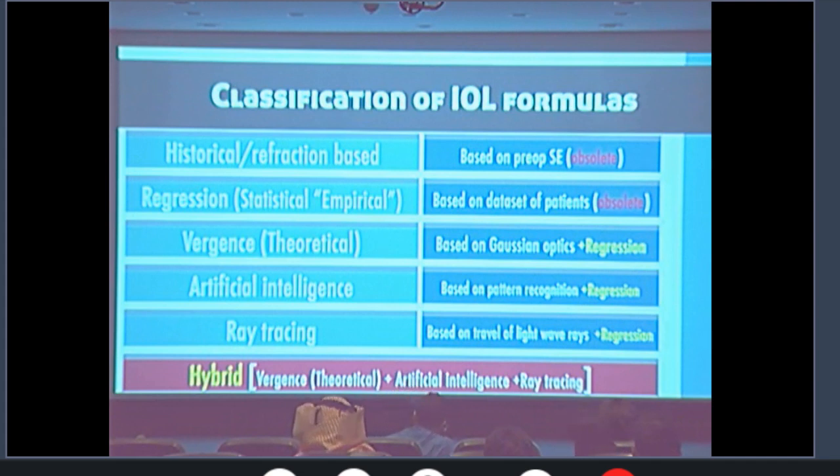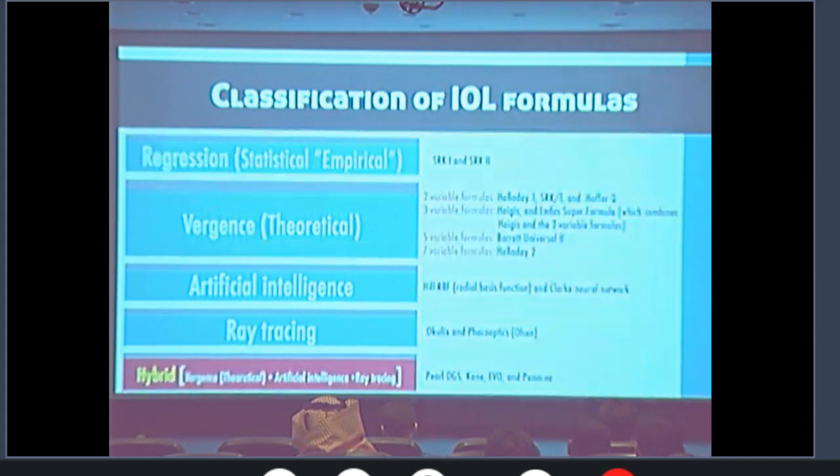So it is based on the optics, then applied on the patient, then modified based on the data set of their patients. Also artificial intelligence based on pattern recognition and regression or data set of patients. Ray tracing, same, based on the travel of the light, wave rays, and regression. And the newer are hybrid, which include the ray tracing, artificial intelligence, vergence, in addition to regression. So it depends on everything. The regression formulas, which we should not use anymore, are SRK1 and SRK2.